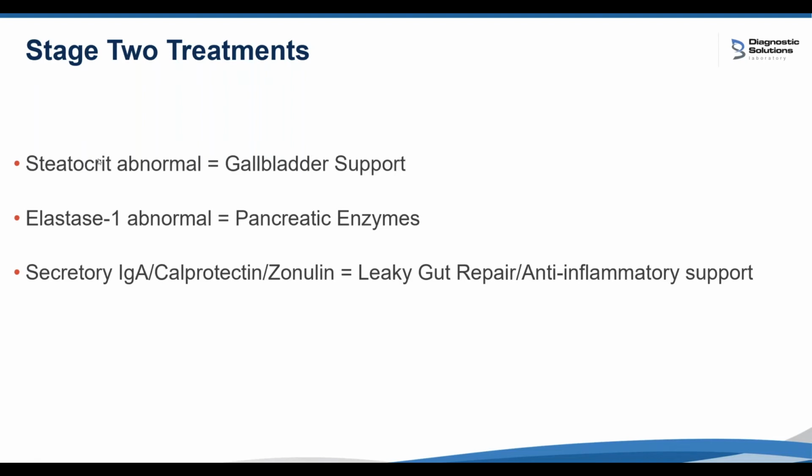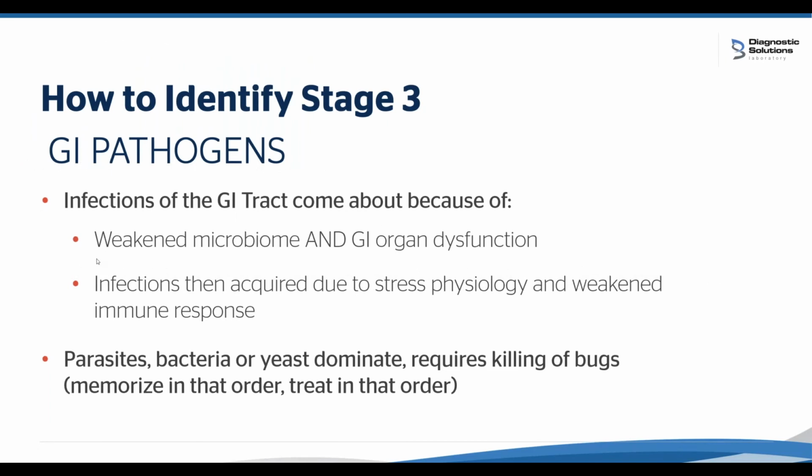You go to that section, you look for organ involvement, you tell them which organs are involved, and you do the appropriate treatment. Sometimes people might have all three of these things going on at the same time. So stage 1, microbiome; stage 2, organs; stage 3, GI pathogens. These are my favorite things to deal with.